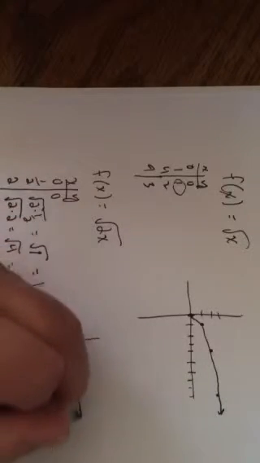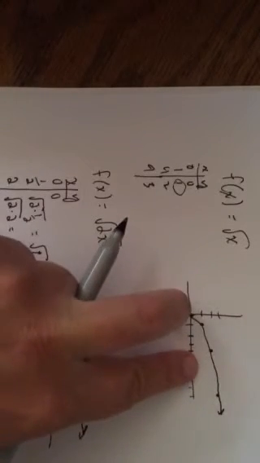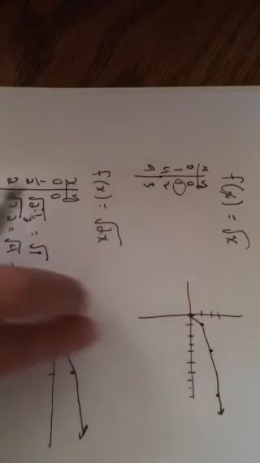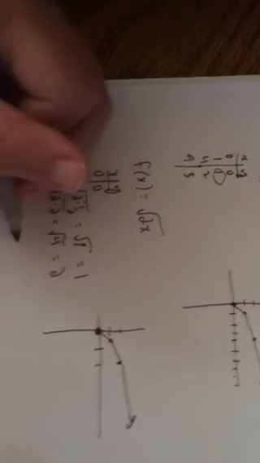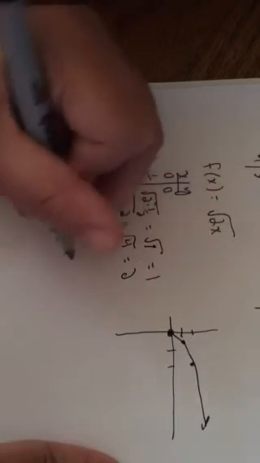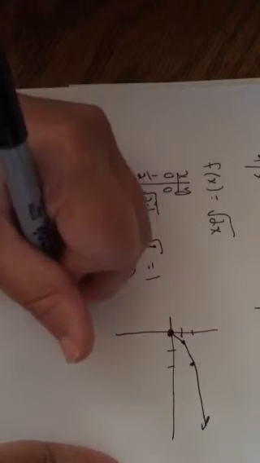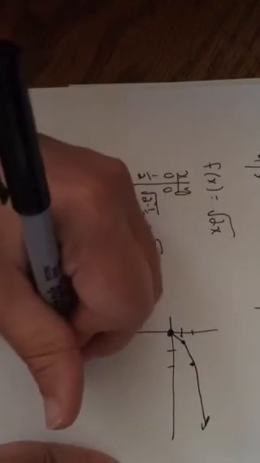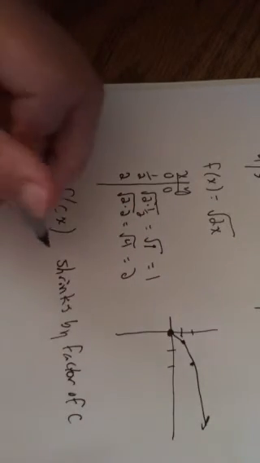So this one looks like it's shrinking it. And it's shrinking it by a factor of 2. It's condensing it. Instead of being out to here, it's just shrunk it to there. So if I have something inside the function, so if I have f of c of x, then shrinks by factor of c. Same thing as before.